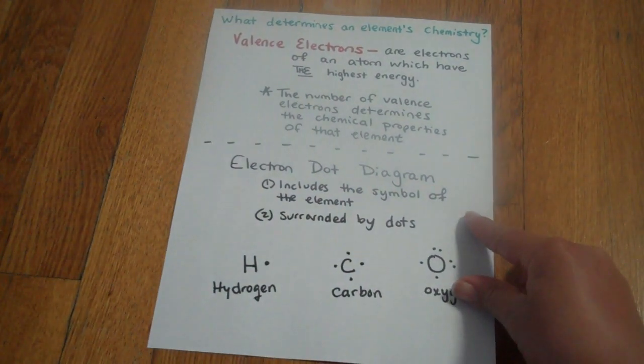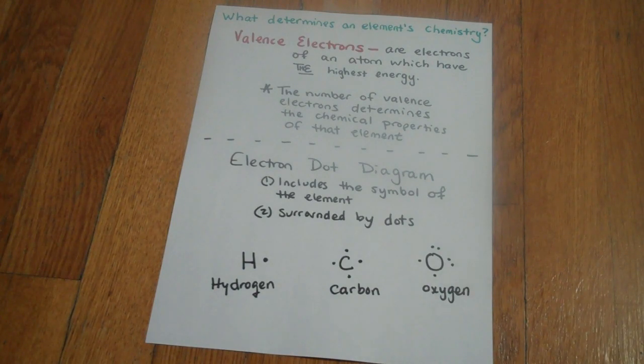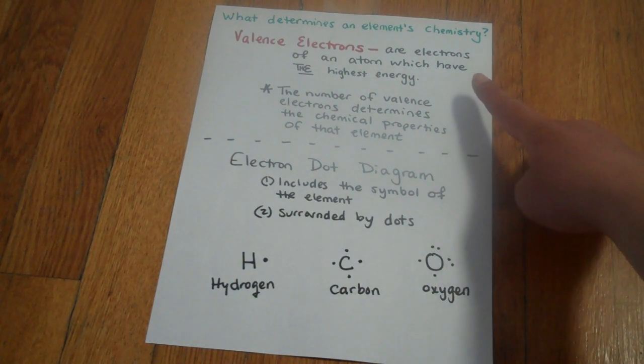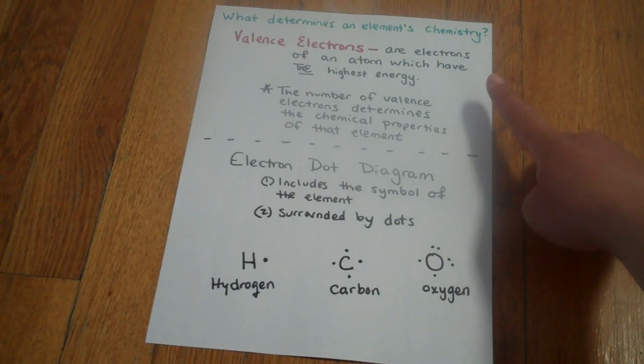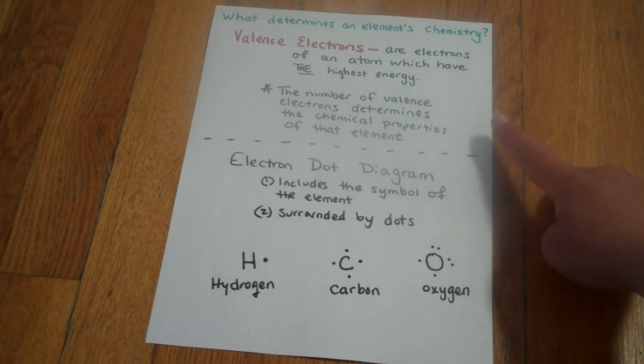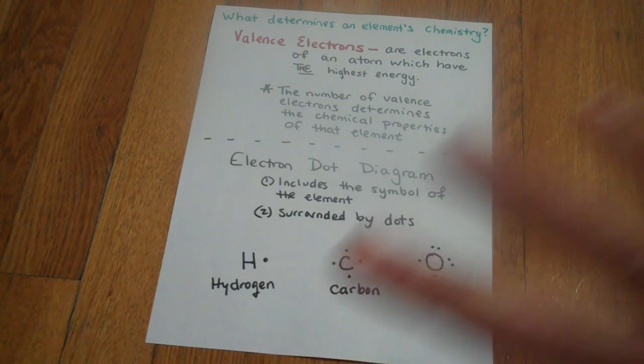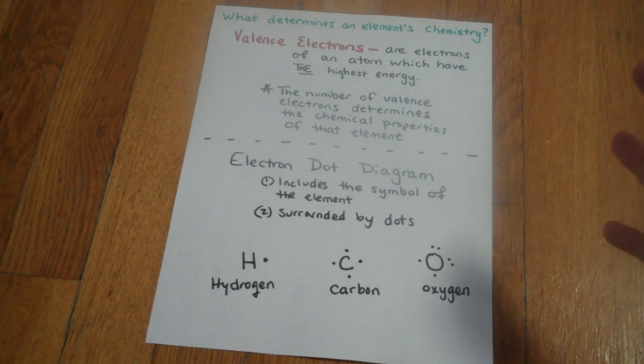What determines an element's chemistry is my next question. Valence electrons are the electrons of the atoms that have the highest energy. Those are the ones that determine the chemical properties of the element. They're also on the outermost level. When they're buzzing around, they will go on the outside.